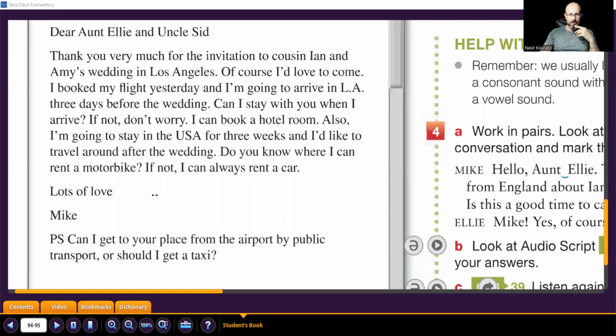What does it mean? We say get a taxi. Okay, the same meaning as take a taxi. So they have the same meaning.